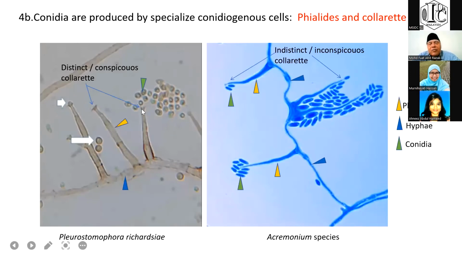So another term related to phialide is whether at the tips of the phialide you can see very clearly what we call a collarette, a structure called collarette, like a collar. So this term comes from collar, collarettes. If you can see it, that means the collarette is conspicuous or distinct. Whereas in Acremonium, the collarette is indistinct. Okay, so if you look at phialides, you should also look at the tips of the phialide to determine whether the phialide has a distinct or indistinct collarette.